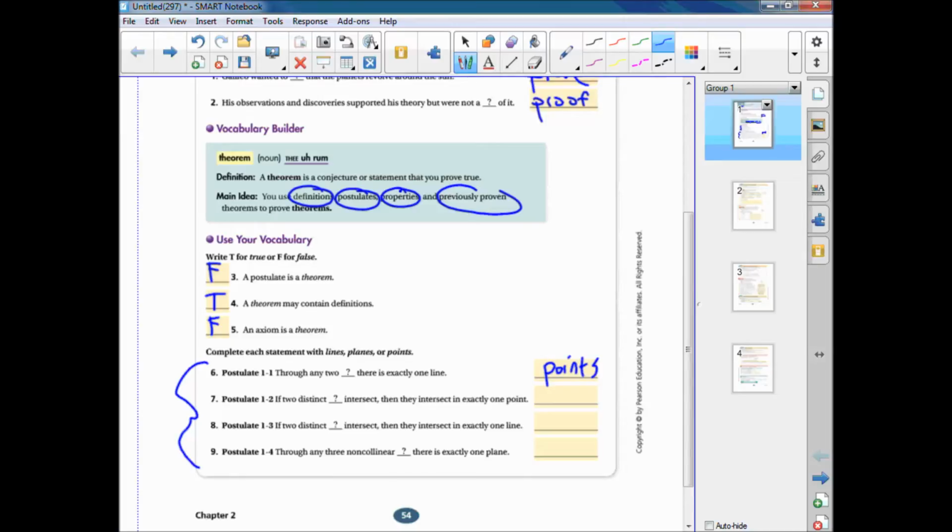If two distinct lines intersect, they intersect in exactly 1 point. If two distinct planes intersect, they intersect in exactly one line. Notice in number 7 and 8, they don't have to intersect. Through any three non-collinear points, there's exactly one plane. Remember, the minimum number of points it takes to define a plane is 3, and they can't be in a line.